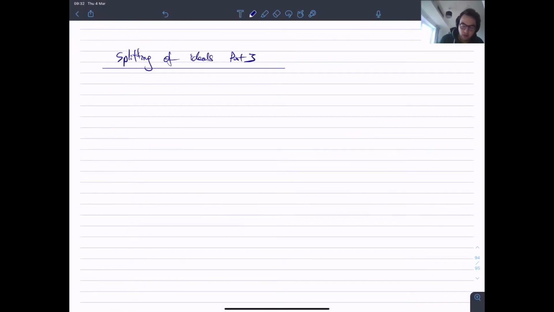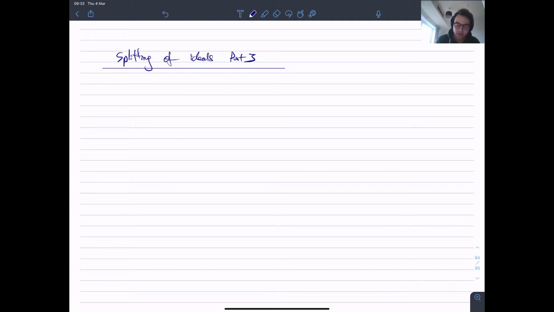Okay, so we've just finished proving this Dedekind-Kummer theorem, and we gave the corollary, which is going to be the one that we're going to use. And so now today I'm going to spend some time doing examples of using this theorem, so how we can use this to factorize ideals into prime ideals.